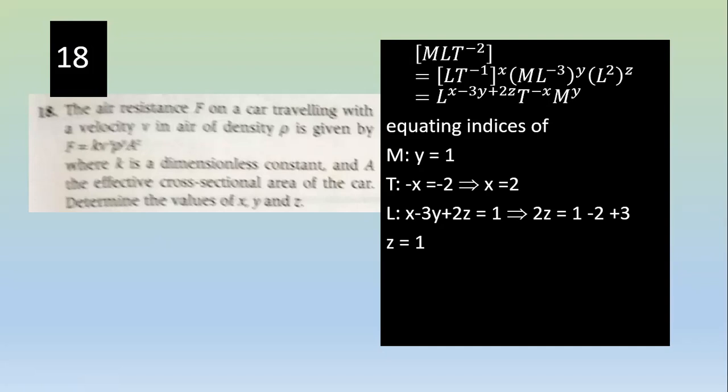Okay. So teacher, but the MLT minus 2, which one are you having problem with? The MLT minus 2, then you equate it, right? Then why do you separate LT minus 1 to the power X and then ML minus 3 to the power Y? The one I don't get. Which part are you talking about? This one. Yes, and the one before that.